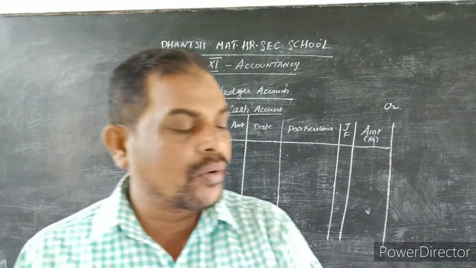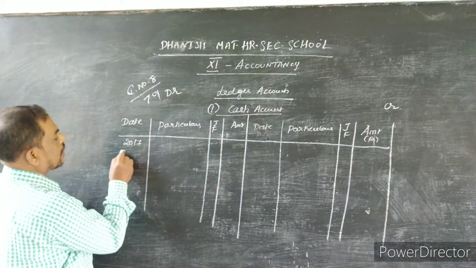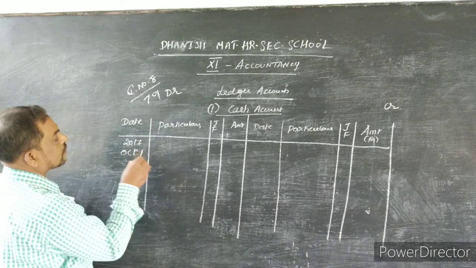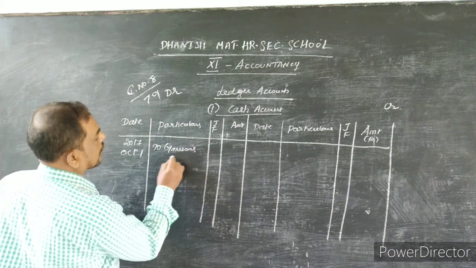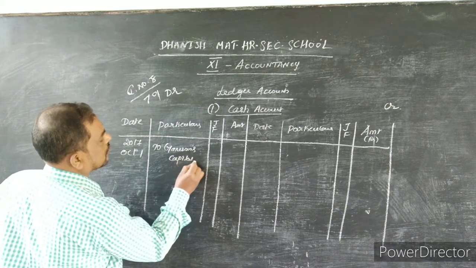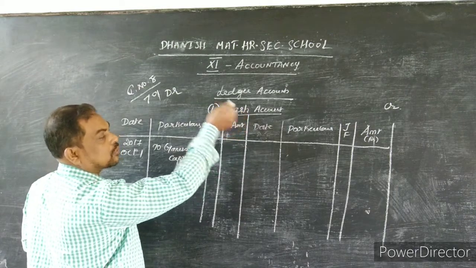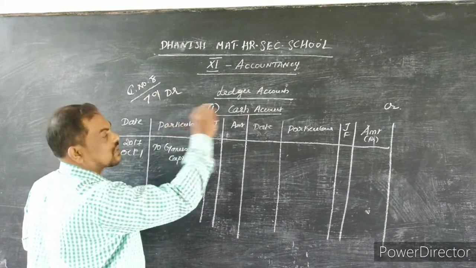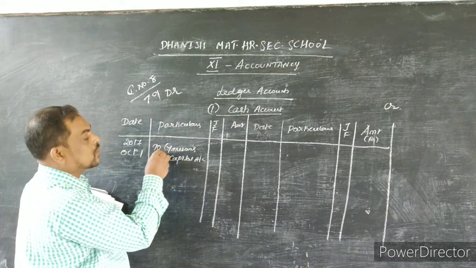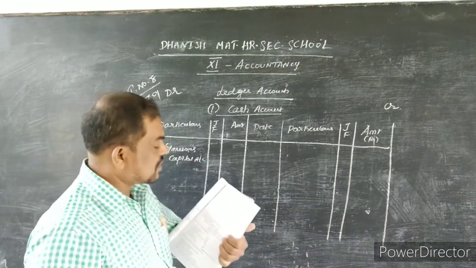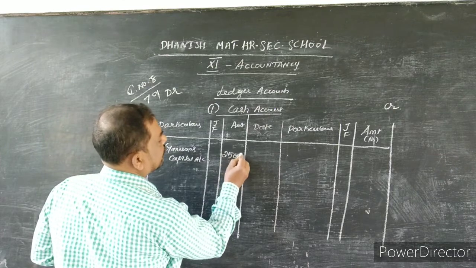Date is what? October 1, 2017. So you have to put here 2017 October 1, to Ganeshan's capital account. Understood? So cash account debtor, you are preparing cash account, so you have to move to the first journal entry, cash account debit. So your hand should come in the debit side, but you have to put the credit entry only to Ganeshan's capital account. What is the amount of cash? 25,000. In the amount column you put just rupees 25,000.